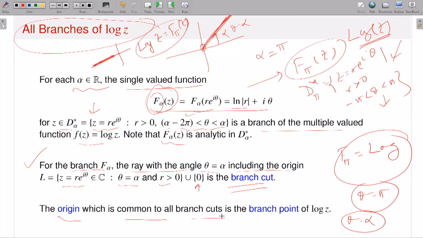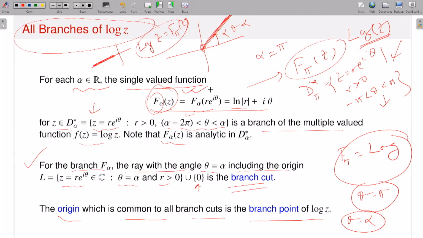So for the multivalued function small log z, the branch point is the origin. The origin is common to all branch cuts, and it is the branch point of the small log. So small log has its branch point at 0. And what are the branches? Branches are uncountably many. That means if I take any alpha in R, this is the function corresponding to the branches, but you have to be very careful about the domain. The domain should be all those z where r is positive, but theta runs strictly between alpha minus 2 pi and alpha. So alpha minus 2 pi is strictly less than theta, and theta is strictly less than alpha. You should not have the equality here. If I have the equality, then you will lose analyticity.